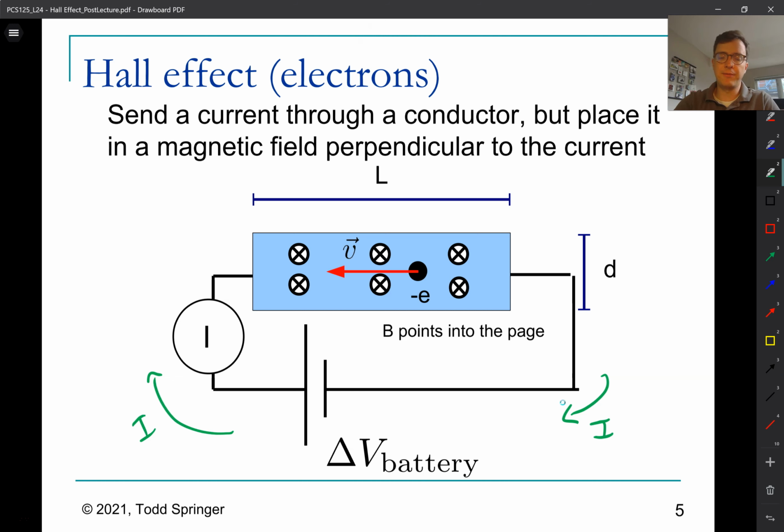Now the magnetic field is pointing into the page, so you have to think about what's going to happen to that electron. If it's moving through that magnetic field, it's going to get pushed around by the magnetic field. Which way is it going to move? Maybe you can take a moment, pause the video, and see if you can explain which way that electron would move in response to the magnetic field pointing into the page.